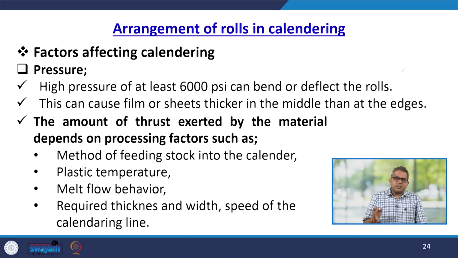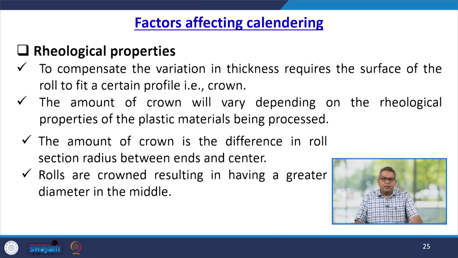The amount of thrust exerted by the material depends on processing factors like the method of feeding stock into the calendar, then the plastic temperature, then the melt flow behavior or required thickness, and the width and speed of the calendering lines. Other factors that affect the calendering are the rheological properties, because ultimately the melting is there, and once the melting is there, you cannot overlook the importance of the rheological aspect.